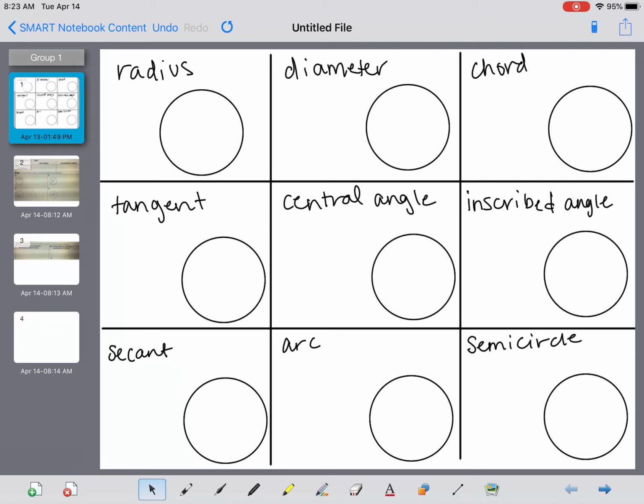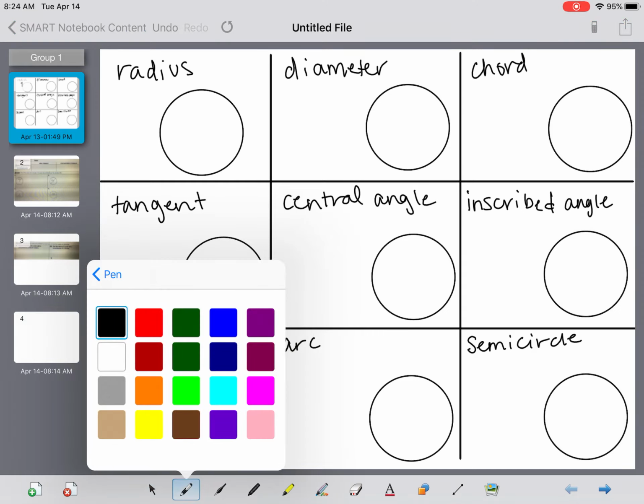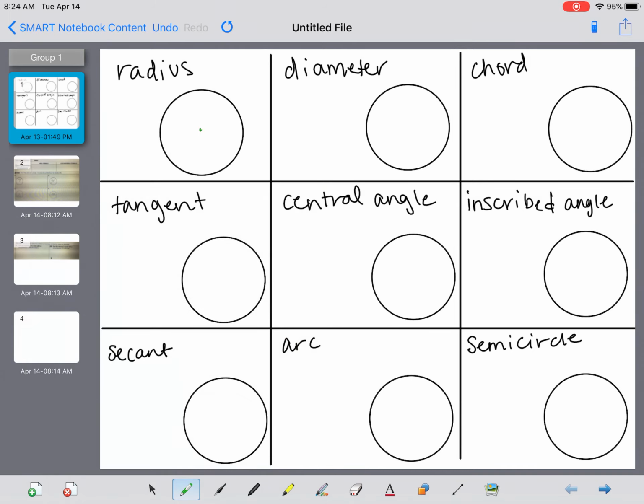So this page that you see right now that has these 9 vocab words on it, you may want to screenshot this, pause the video when I'm done drawing these, and draw them yourself. Keep them very close to you because this vocabulary is going to be very important to you as you go through this unit. So let's get started.